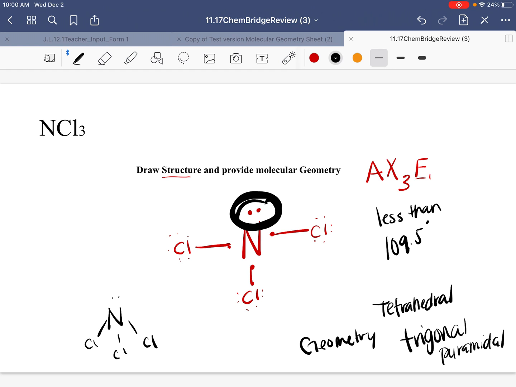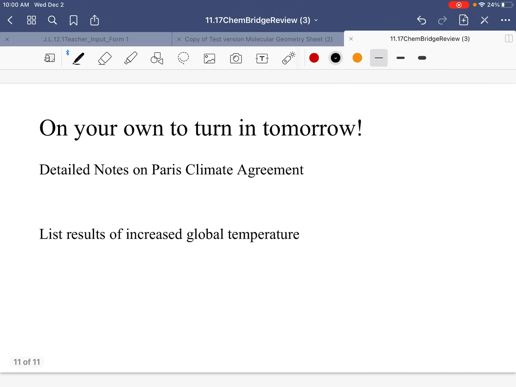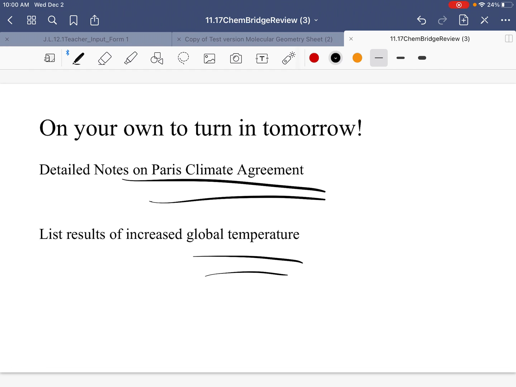That's about it, guys. Make sure that you look at the other review resources. Look up the Paris Climate Agreement. Write notes on it again. Look at the LE again. List the increased global temperature, and all of that should help you. If you have any questions, guys, please don't hesitate to reach out, and happy studying.